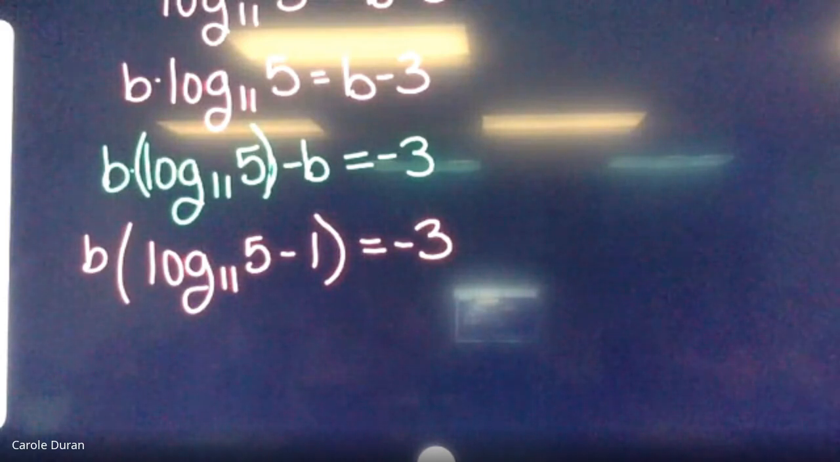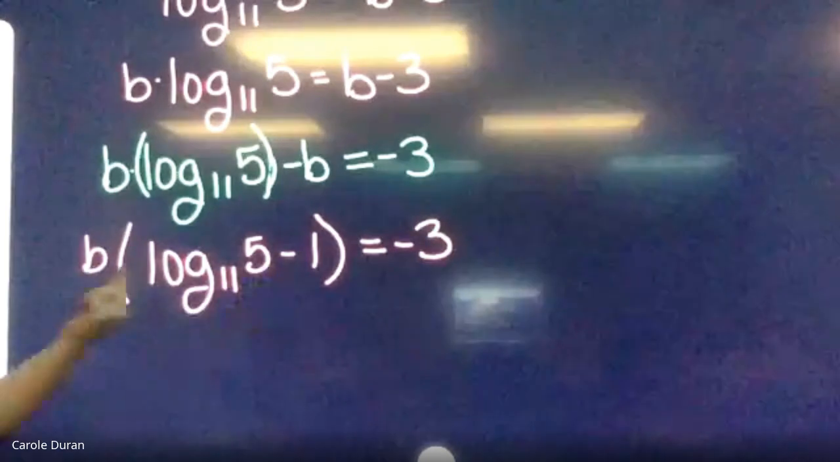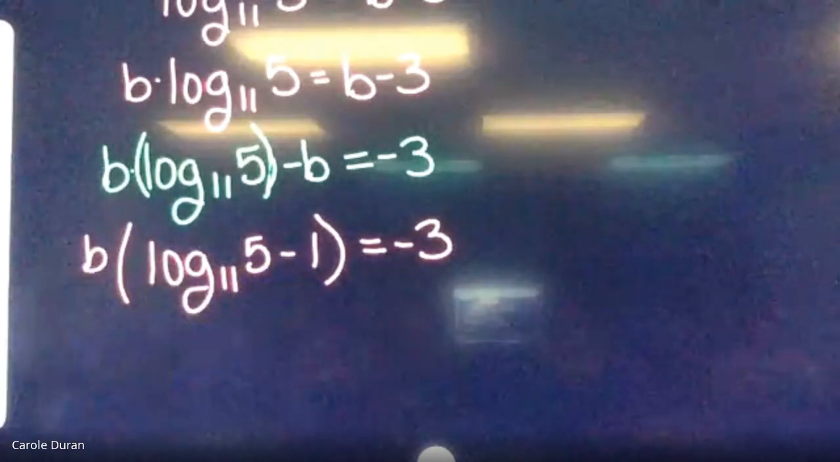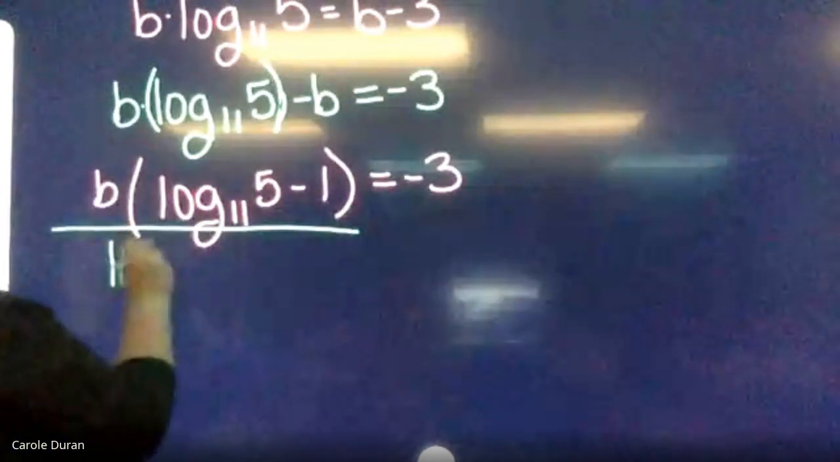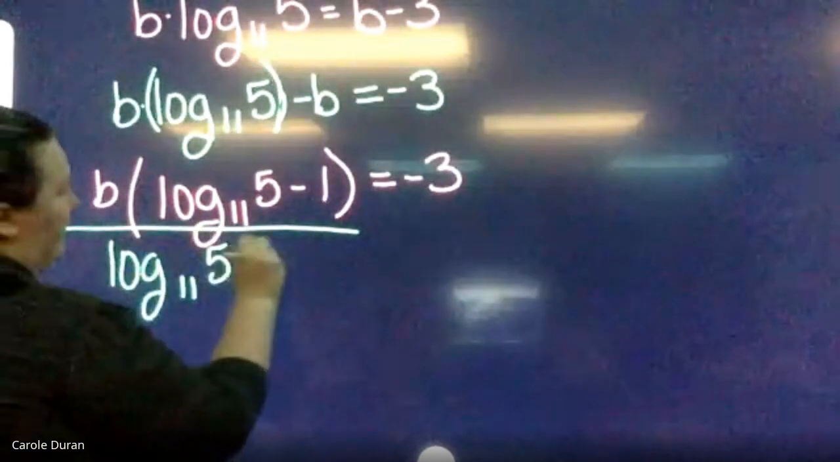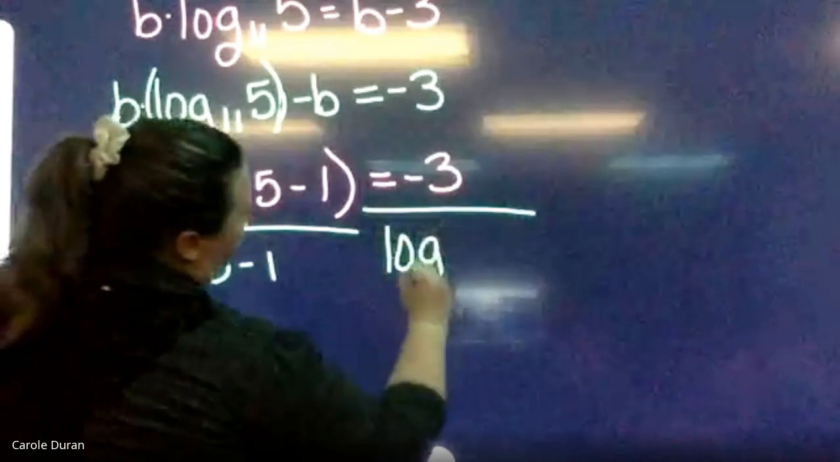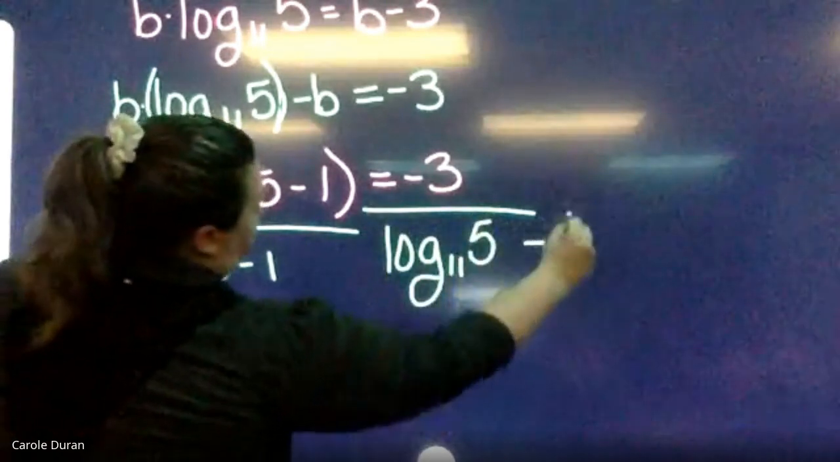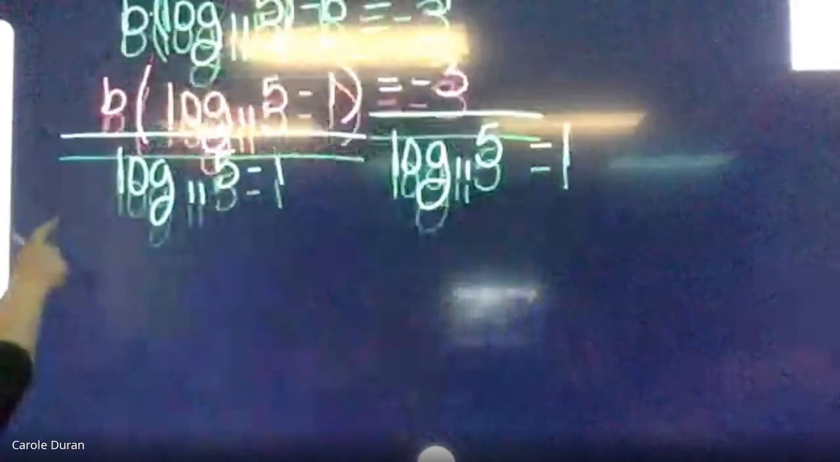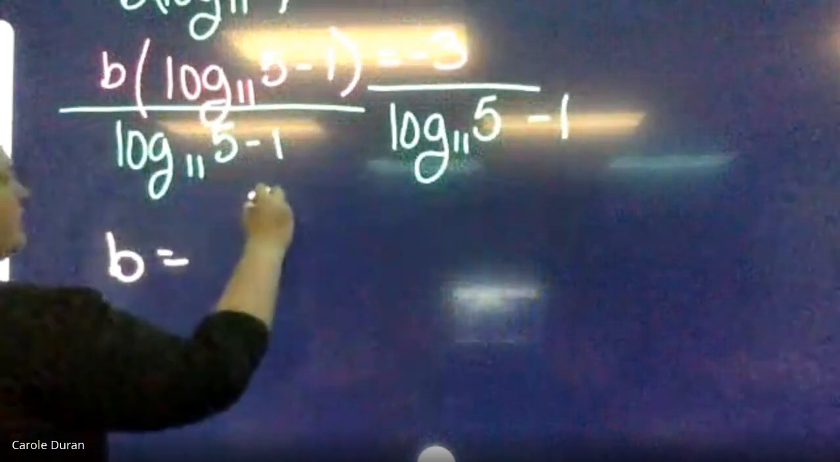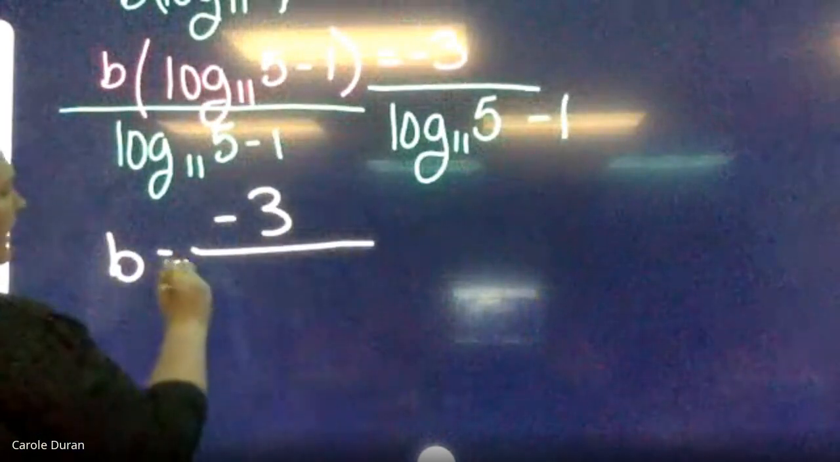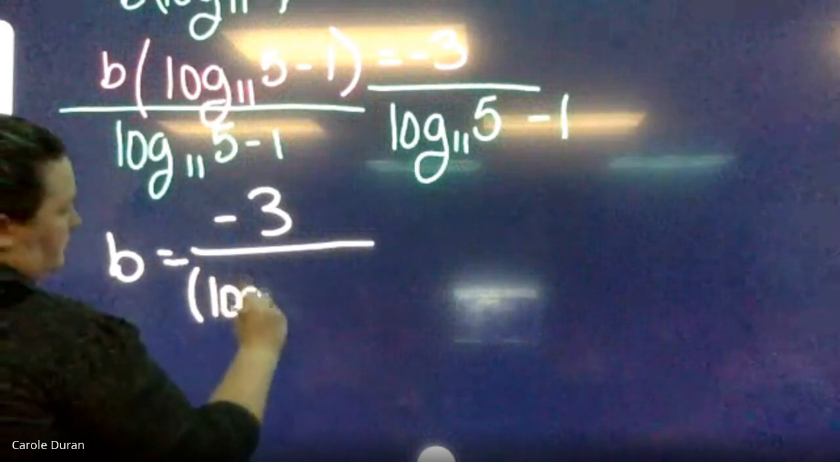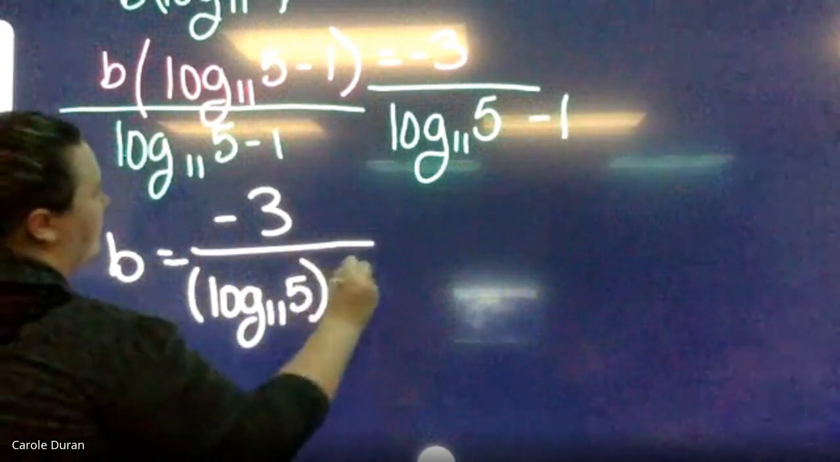What do I do? Divide by what, Keaton? How about I divide by everything except b? That's the only way I can get b by itself. So now I'm going to divide each side by log base 11 of 5 minus 1. And that's going to give me b equal to negative 3 divided by log base 11 of 5 minus 1.